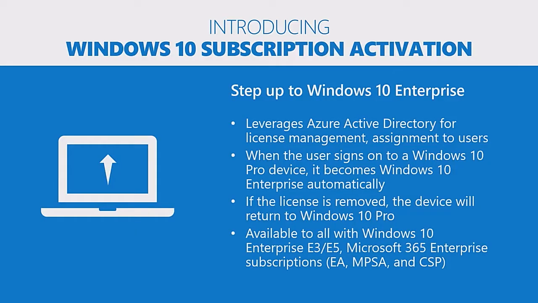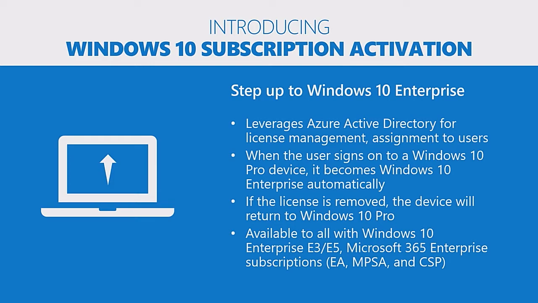So let's talk then about a couple of supporting features. One of those is subscription activation. I mentioned it before. The idea is simple. We want to be able to take a machine from Windows 10 Pro to Windows 10 Enterprise. So how do we do that?